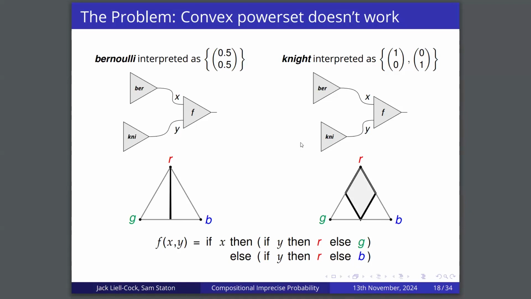However, we find that if we have this function in our program here, which is similar to the one we saw earlier, and we toss the Knightian coin and then the Bernoulli coin and then run this logic, we'll get the convex set on the left here. However, if we toss the Bernoulli coin and then the Knightian coin and then run this program logic, we'll get the convex set on the right here. So this monad is actually not commutative, so it doesn't respect this reordering of the coin tosses, and so it doesn't satisfy what we want from our language.